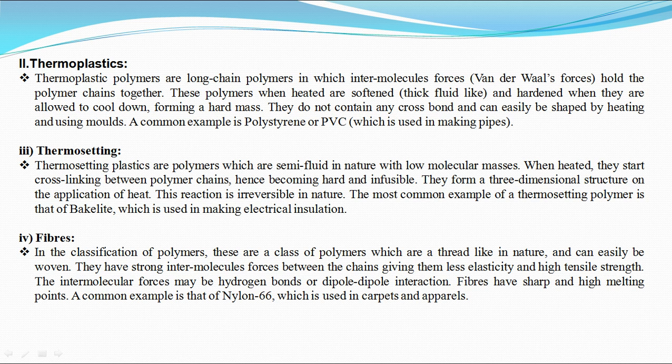Thermosetting plastics are polymers which are semi-fluid in nature with low molecular masses. When heated, they start cross-linking between polymer chains, hence becoming hard and infusible. They form a three-dimensional structure on the application of heat. This reaction is irreversible. The most common example of a thermosetting plastic is Bakelite, which is used for electrical insulation.